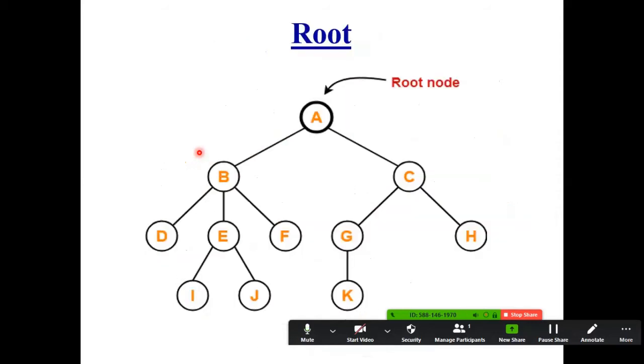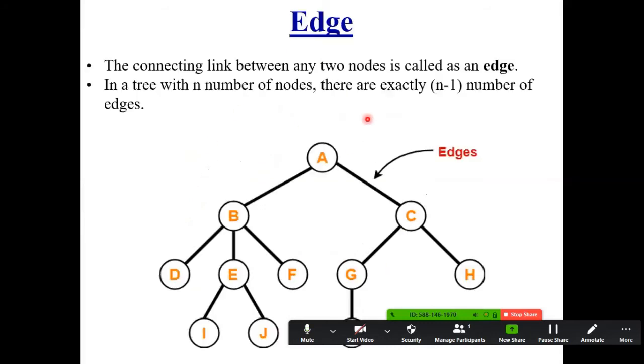Let us discuss the root. What is root? It's always the first node of the tree, which is the topmost node under level 1. We call it the root. So this is the root in this tree. In this tree, we take node A as the root.